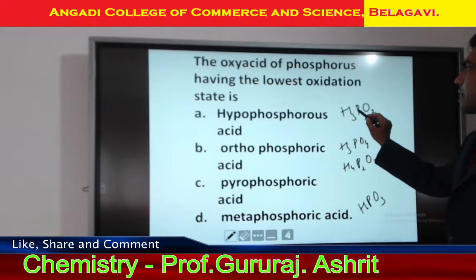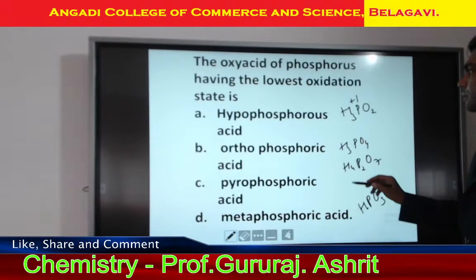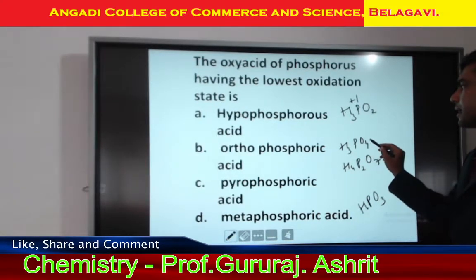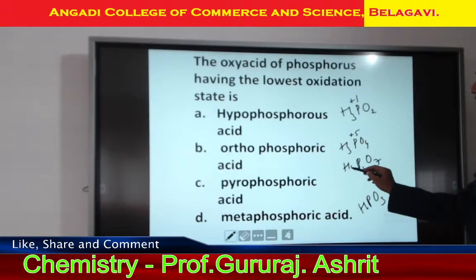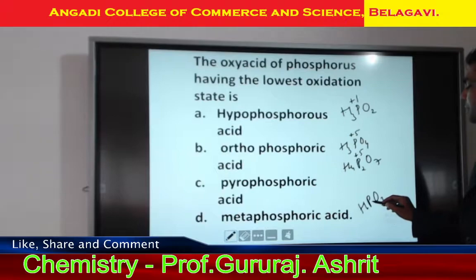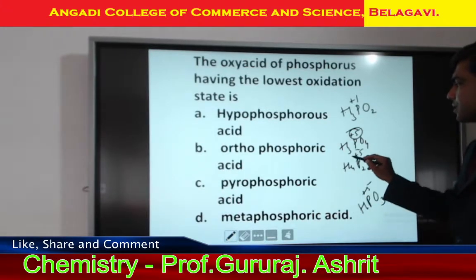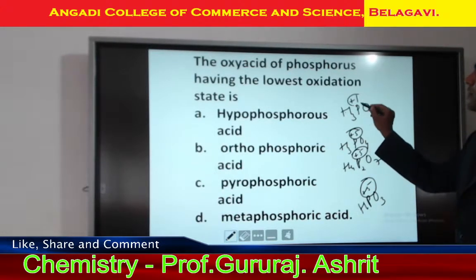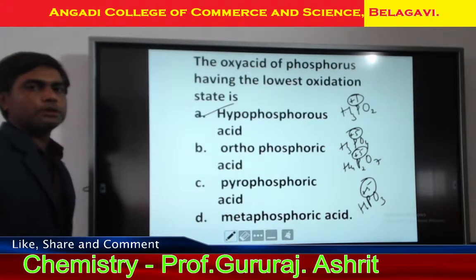3 plus x minus 4 is equal to 0, its charge is +1. 3 plus x minus 8 is equal to 0, the charge is +5. 4 plus 2x minus 14 is equal to 0, the charge is +5. 1 plus x minus 6 is equal to 0, the charge is +5. 3 options are having +5 charge, and only one will be having +1. Therefore, the lowest oxidation state is in option A. Okay.